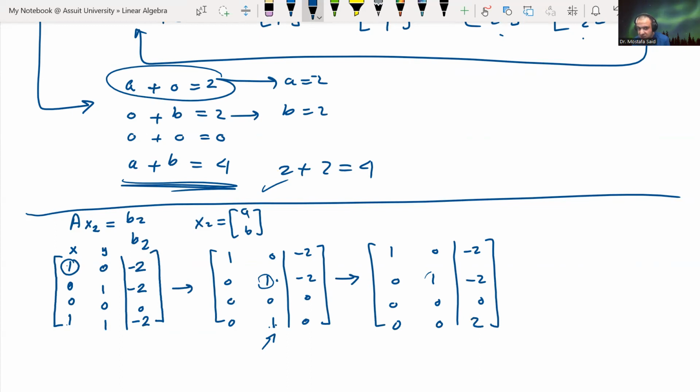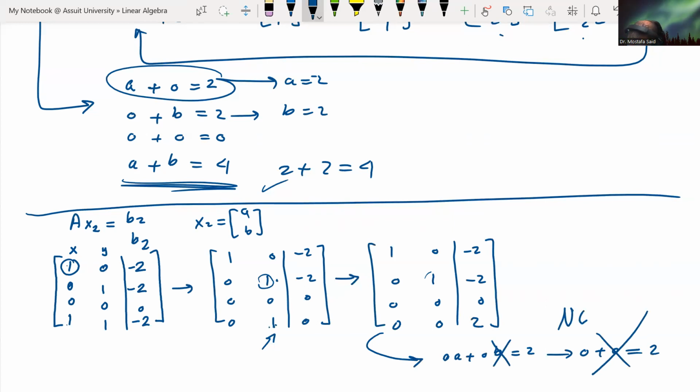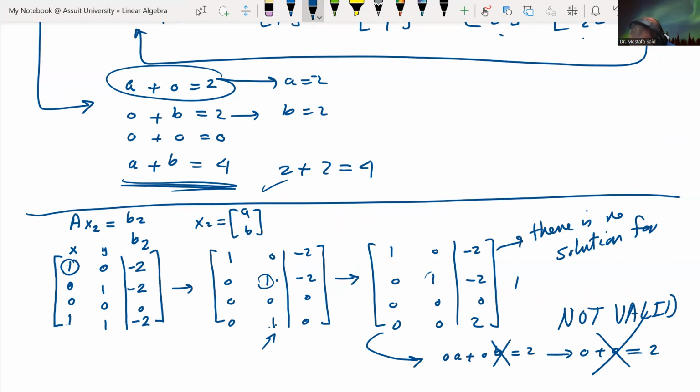And just pause here and look at the system that you have. From that equation here, remember this is just an equation, you are saying that 0a plus 0b equal to 2. You are saying that 0 equal to 2. That's of course wrong. That's not valid at all. Then there is no solution for that system.